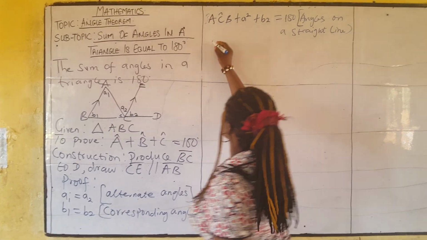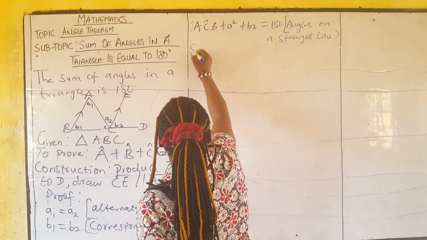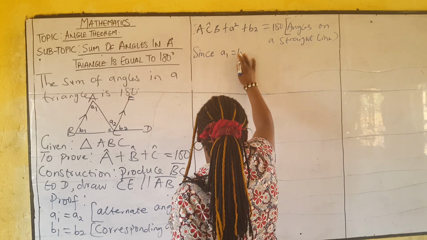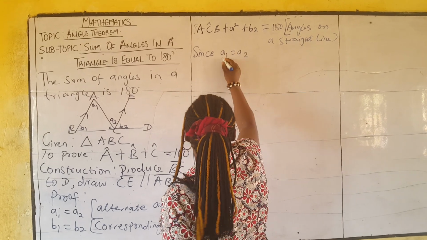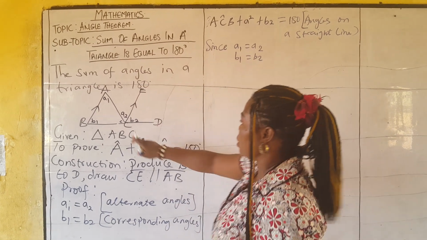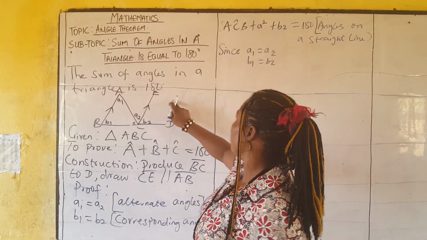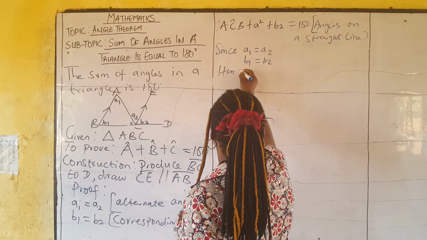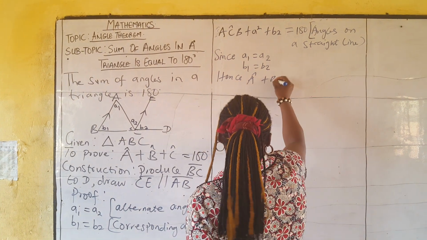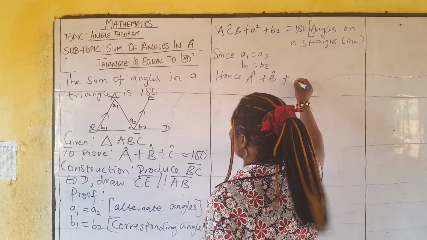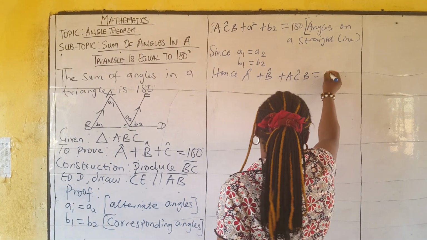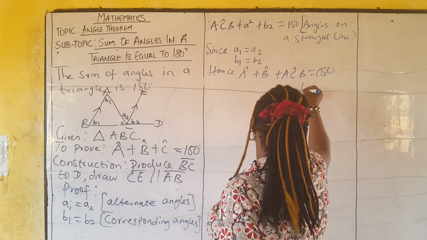And remember, since A1 is equal to A2 and B1 is equal to B2, okay? And this C belongs here and also belongs here. Hence, angle A plus angle B plus angle ACB is equal to 180. Proof.